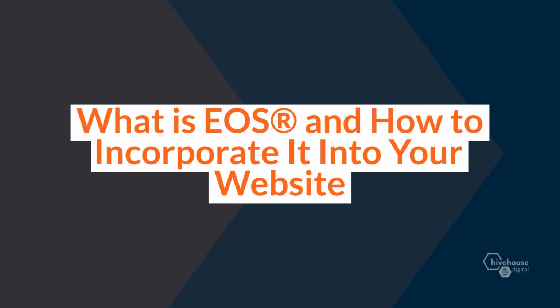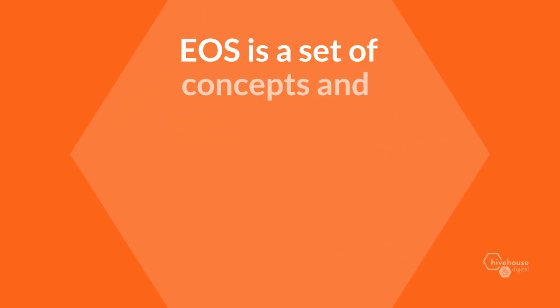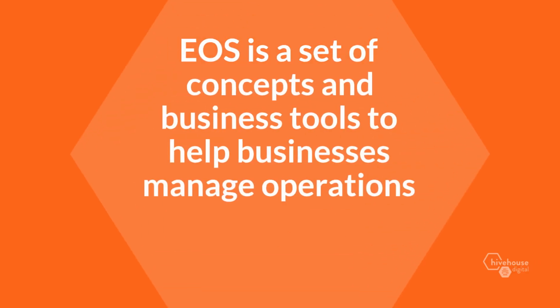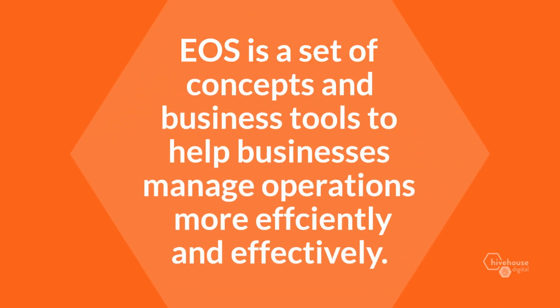When you are starting a business or becoming an entrepreneur, you're venturing into the wilds of the business world on your own unique journey. It can help to have a little guidance along the way. And that's what the Entrepreneurial Operating System, also known as EOS, is all about. So what is EOS? It's a set of concepts and business tools to help businesses manage operations more efficiently and effectively. It was created by Gino Wickman and outlined in his book, Traction: Get a Grip on Your Business.